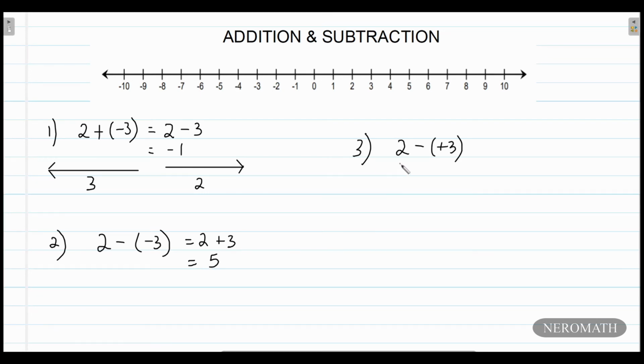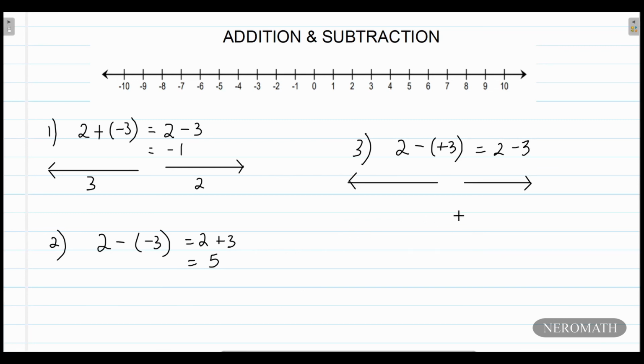Now let's look at another situation where we have positive 2 take away positive 3. So this negative sign will change the direction of this positive 3. So this positive 3 means 3 units to the right, and this negative sign will change its direction. So what you will get is 3 units to the left, so it becomes negative 3. So we have 2 take away 3.